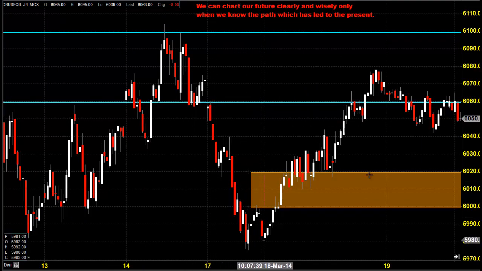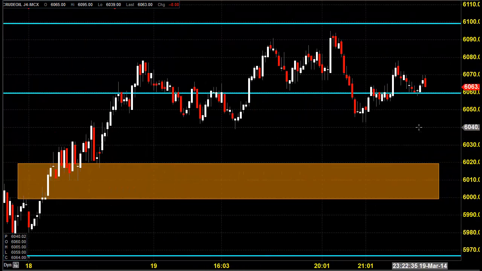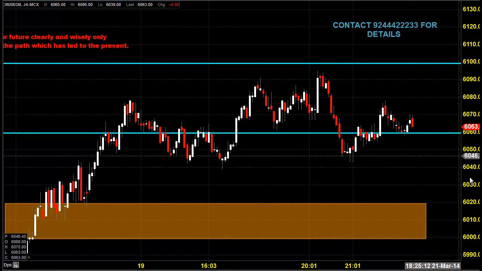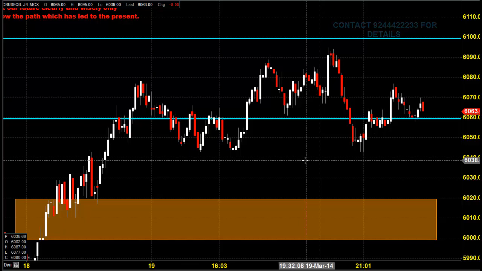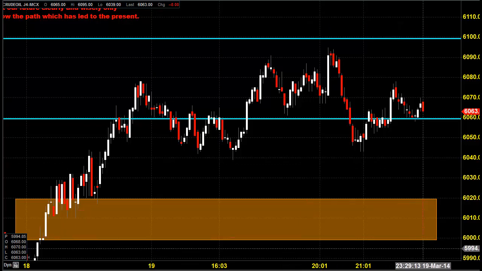Straight away there was a pressure to push it down. So today the price opening can play a crucial role. Before looking into that, now let us go and see our exact Goodwill Commodities charting tool.